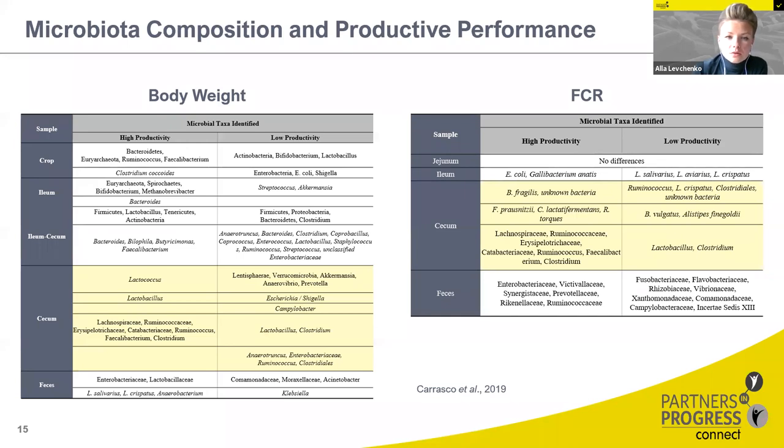Similarly, we can also look at the observations with feed conversion. Ruminococcus was found characteristic for the high performance or for the low feed conversion in one study, and in a different study, it seems to be characteristic for the low performing bird. So we do see quite some inconsistencies. So how should we interpret this kind of results?